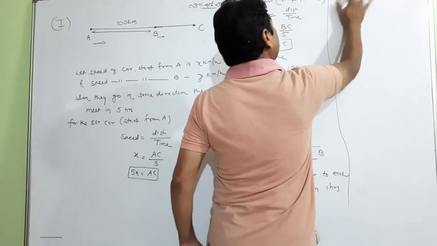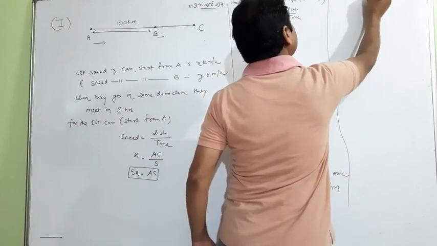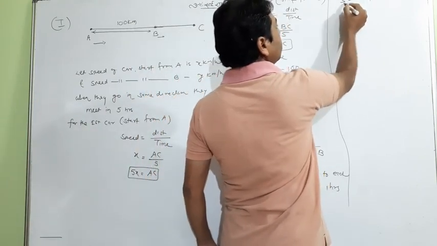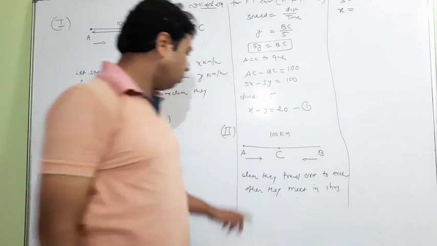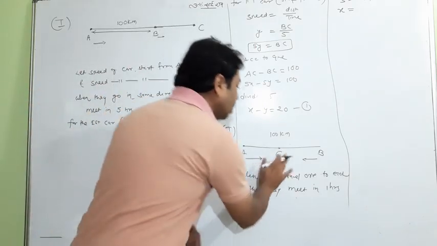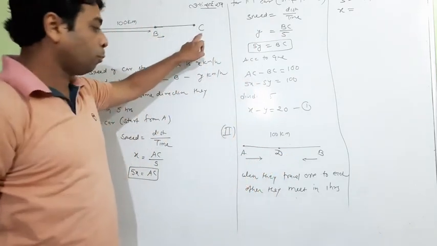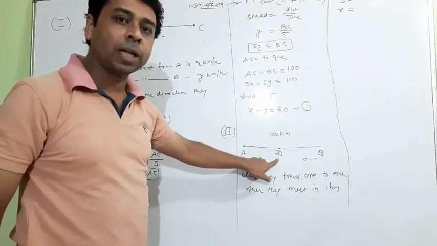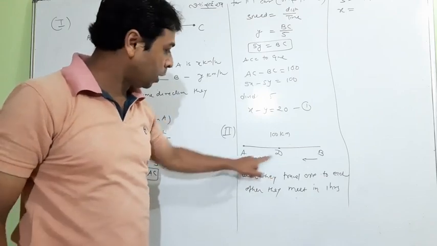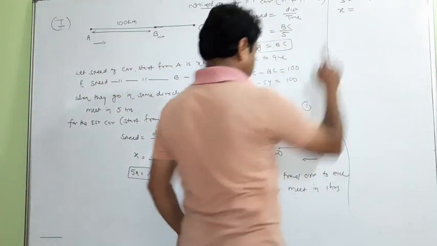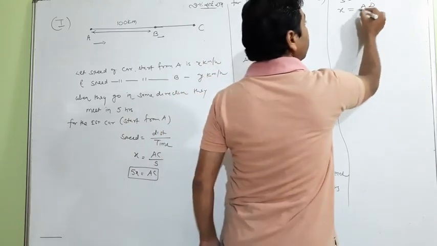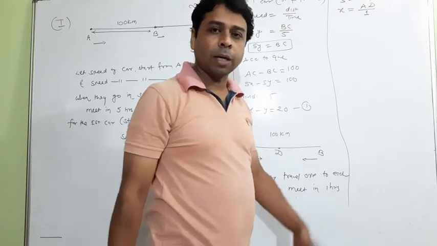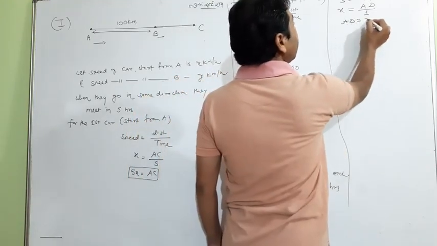For the first car, which starts from A, speed is equal to distance upon time. What is the speed? X. What is the distance? A to C, because they are meeting at C. I would write D here, because C is already used. So it is D. They are meeting at D after 1 hour. So A to D is the distance traveled by the first car, in 1 hour, and AD is definitely equal to x.